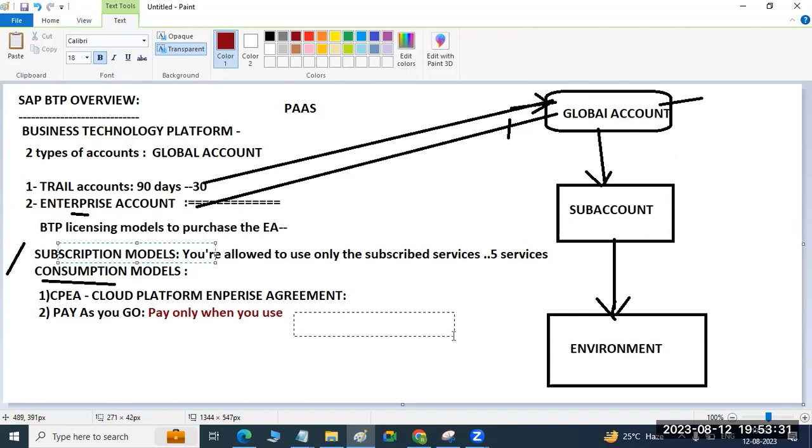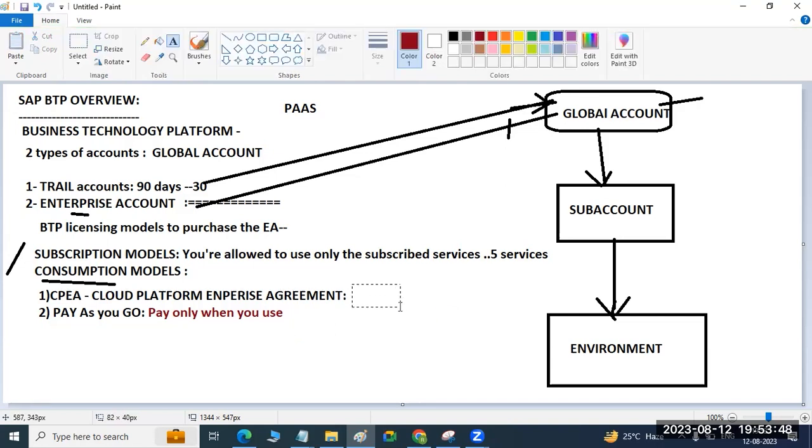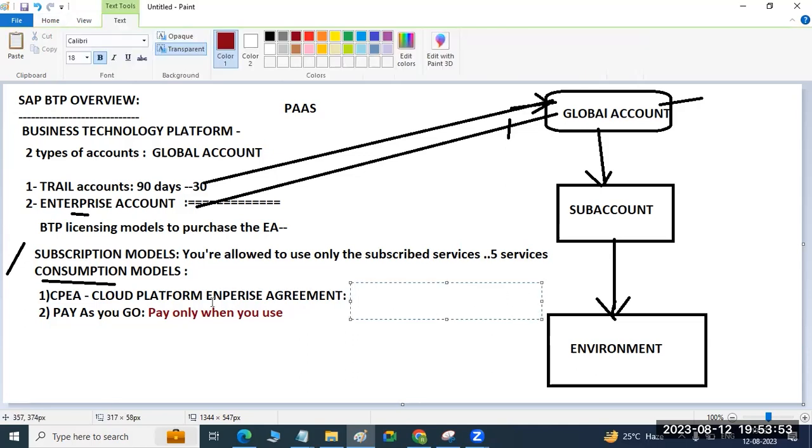Suppose in pay as you go you subscribed to two services, but you only use one service. Then you pay for only that one service. The remaining service you have not used, so you need not pay. But with the enterprise agreement, you have decided you want to use everything from SAP, you don't want to leave anything. Then you can use the CPEA model. That is like an unlimited, postpaid plan. You can use everything from here. That is called the CPEA model, cloud platform enterprise agreement.